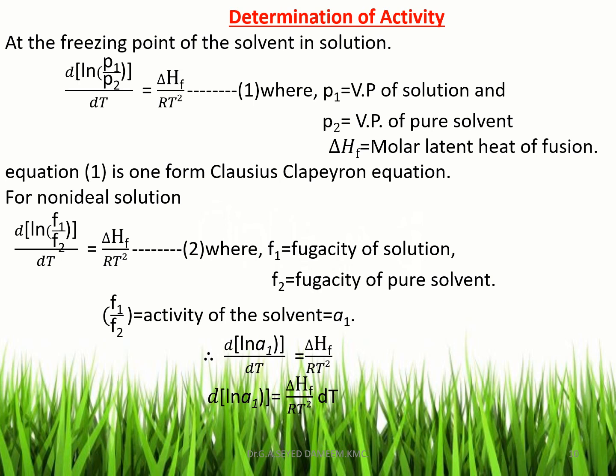Now we can apply this equation to a non-ideal solution as d ln F1 by F2 divided by dT is equal to delta HF divided by RT square. Here F1 is the fugacity of solution and F2 the fugacity of pure solvent. The ratio of these two, F1 by F2, is called the activity of the solvent, A1. So equation 2 becomes d ln A1 divided by dT is equal to delta HF divided by RT square. On moving dT to the right hand side, we get d ln A1 is equal to delta HF divided by RT square into dT.